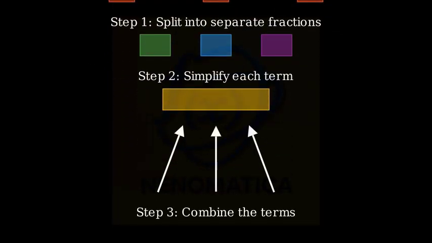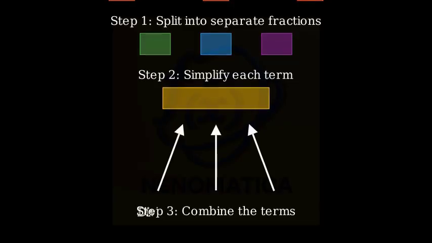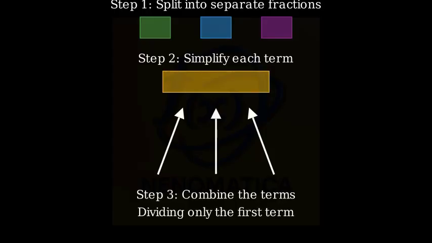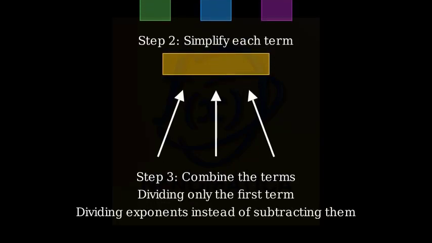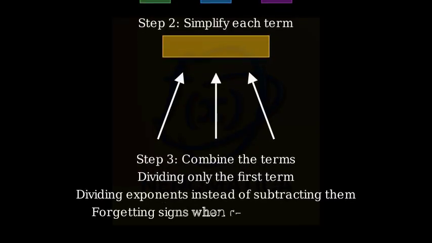Let's talk about some common mistakes to avoid when dividing polynomials by monomials. First, remember to divide each term of the polynomial by the monomial, not just the first term. Second, when dividing variables with exponents, we subtract the exponents, not divide them. Third, don't forget the signs when recombining terms at the end.